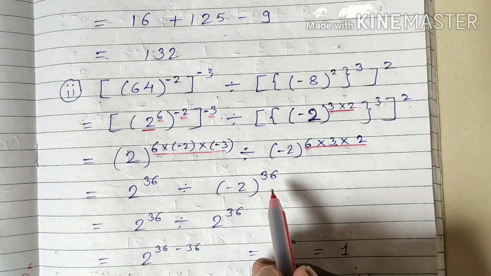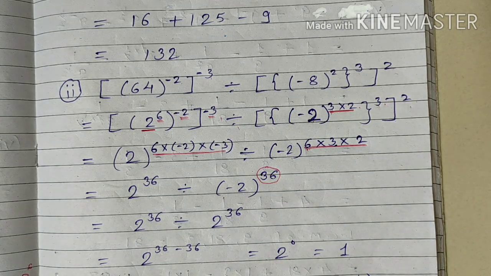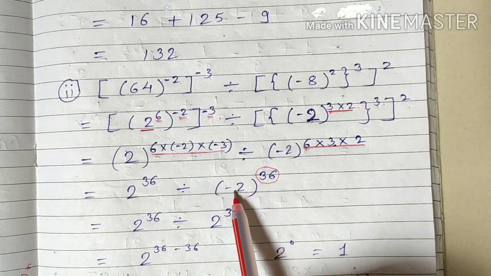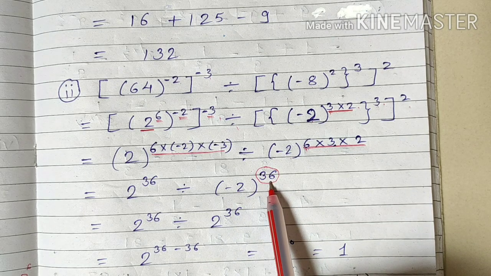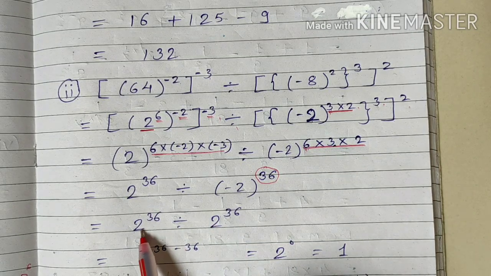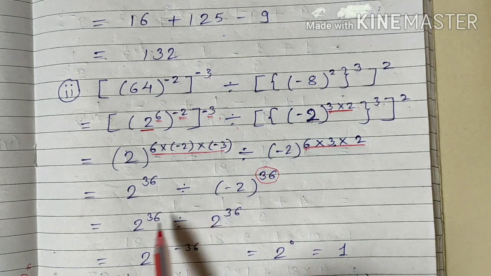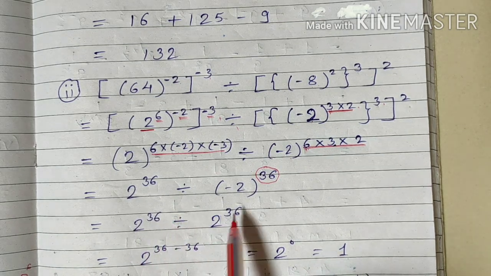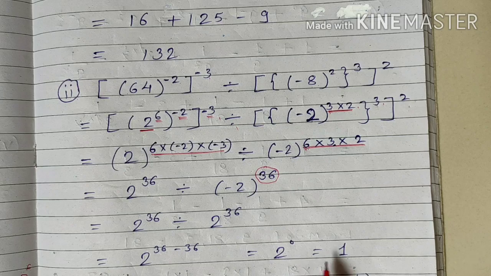Now tell me one thing, if the power is an even number, what should be the final answer of this minus sign? It will become positive because of the even number power. So therefore we remove this negative sign. So 2 raised to 36 divided by 2 raised to 36. So by using the quotient law, 36 minus 36, it becomes 2 raised to 0. And we know that anything raised to 0, the value is 1. Got it?